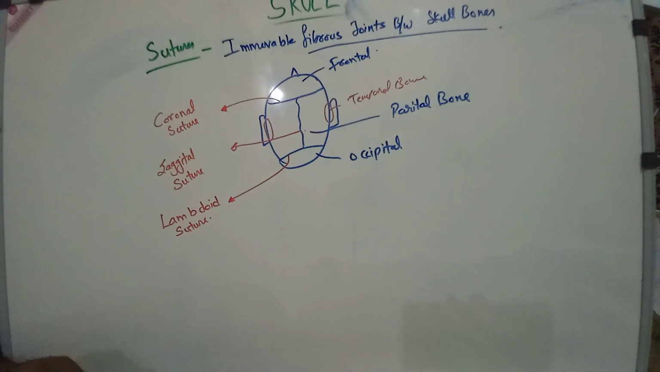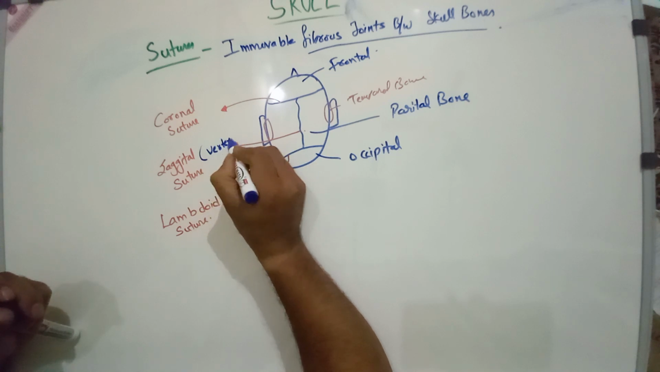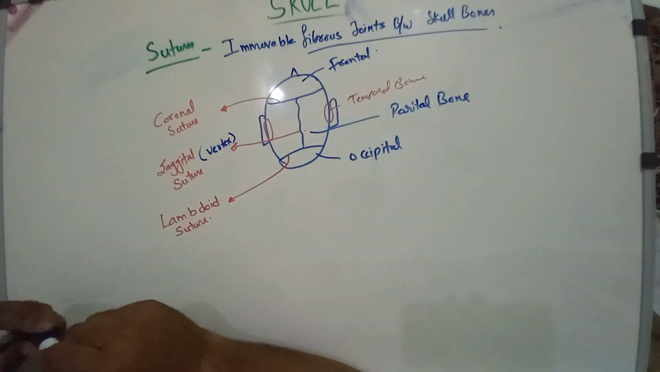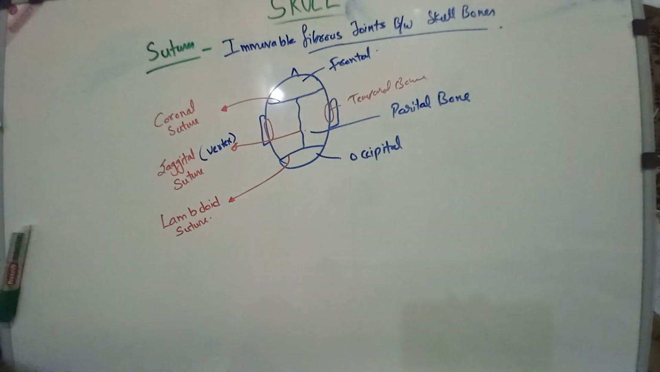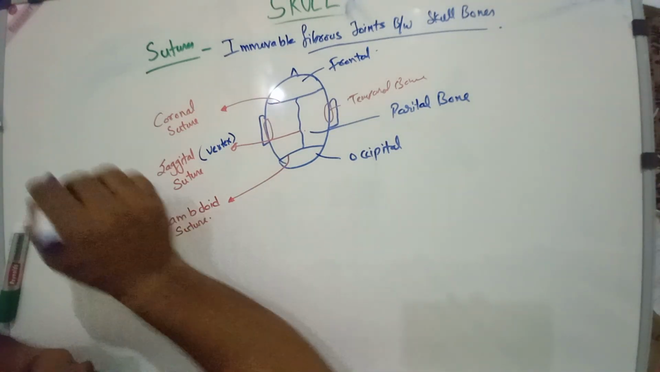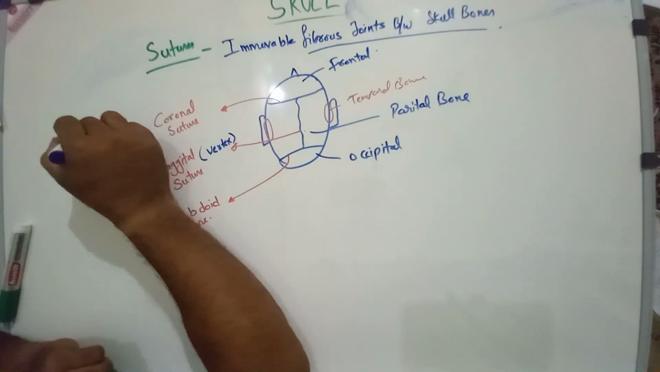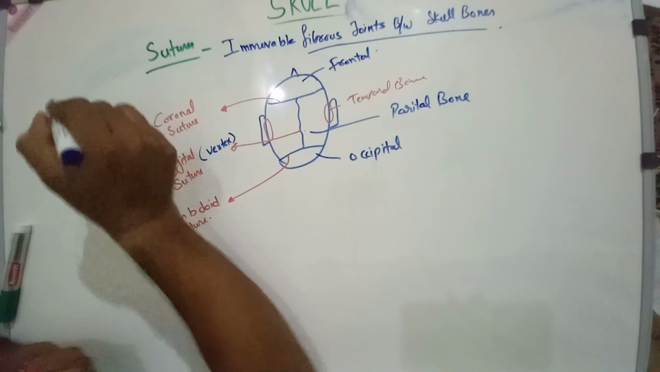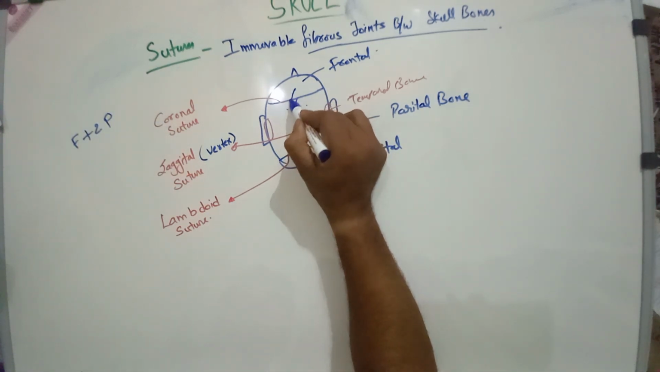Now, a lot of students are saying that this is the vertex area also. Now we discussed how there is the coronal suture. The coronal suture is made up of frontal bone plus 2 parietal bones. This is parietal, this is parietal, and this is frontal.